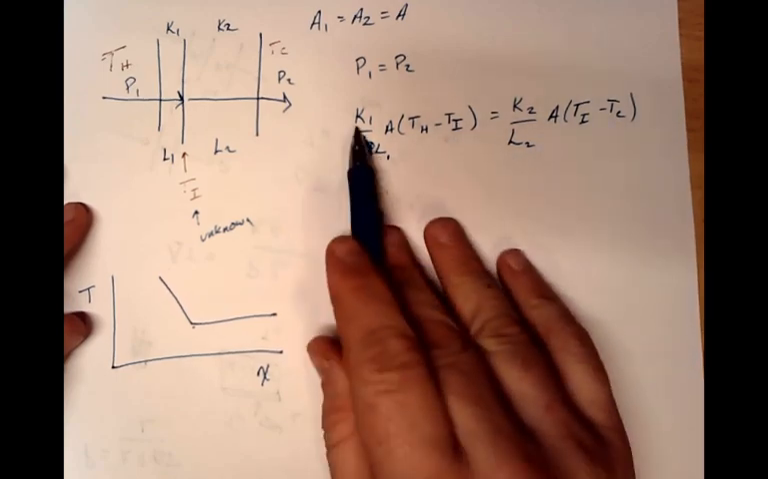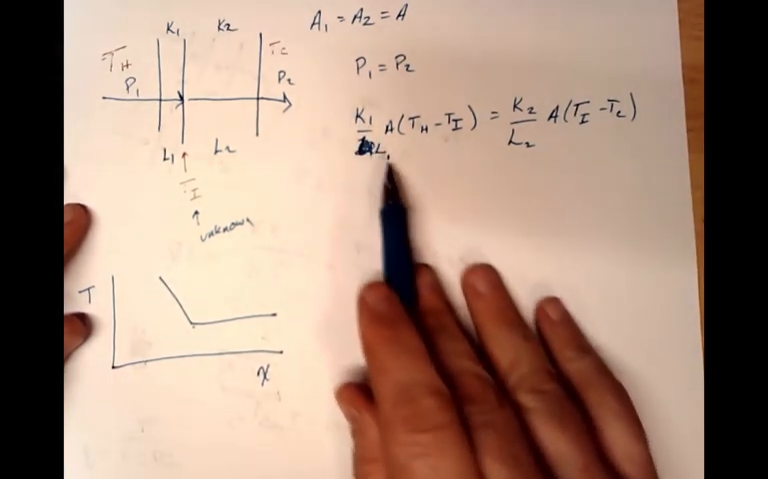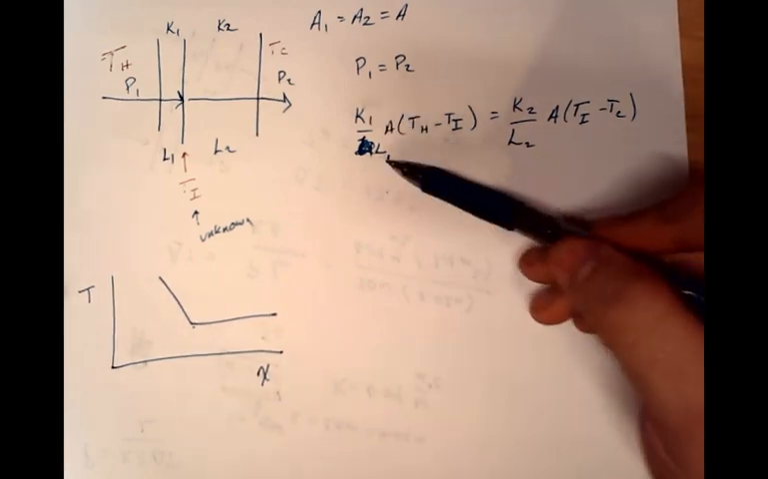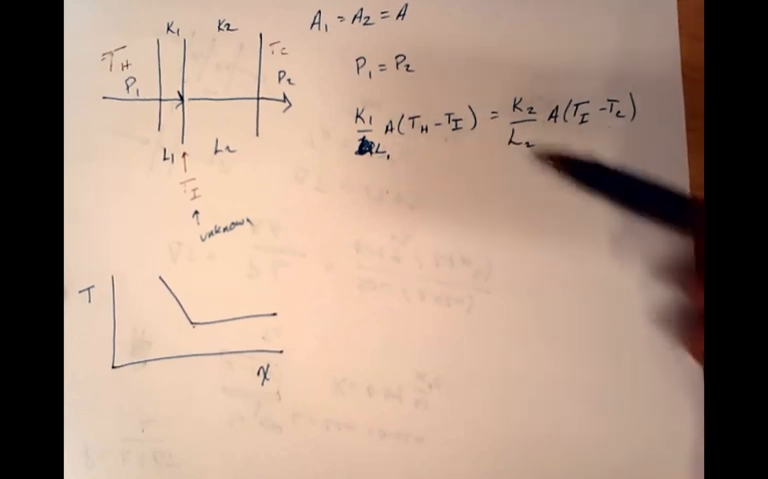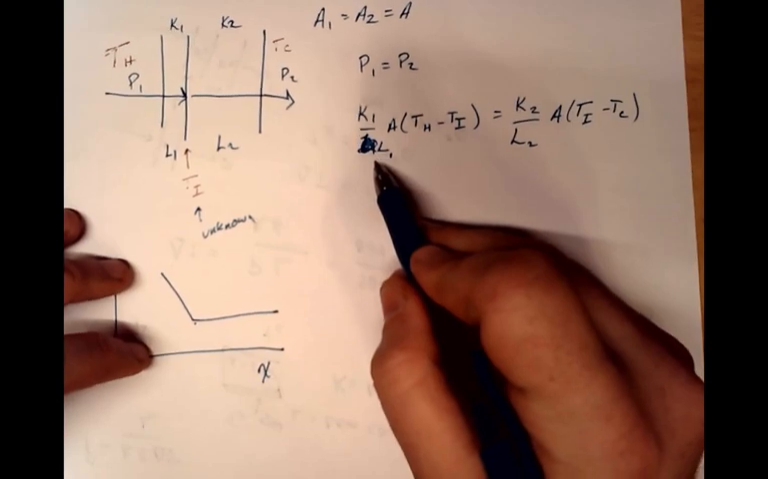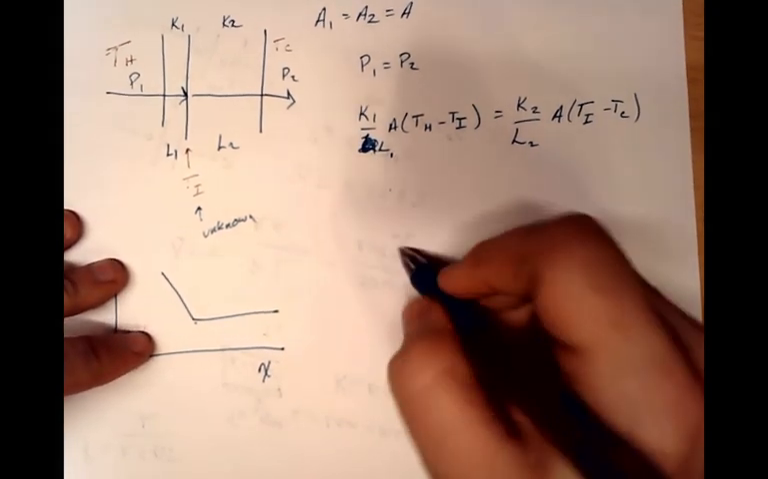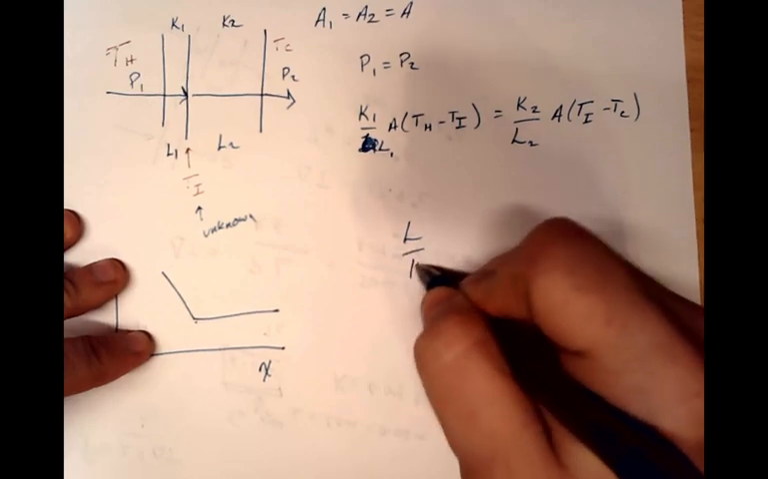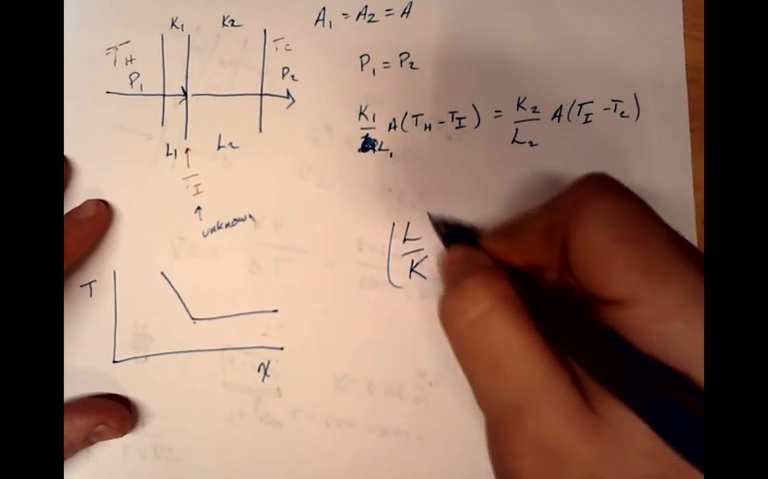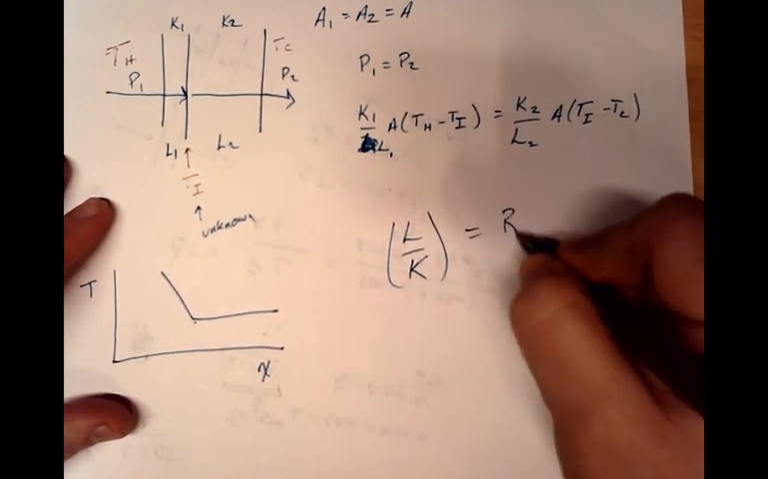And I want you to note that I separated these out a certain way, right? K and L are separate and K and L are separate. Turns out that it's really useful to think of the inverse of this, L over K, for a material. And this quantity is what's called the R value.